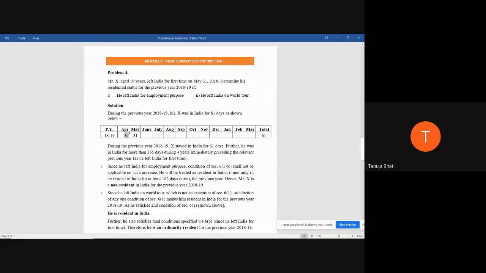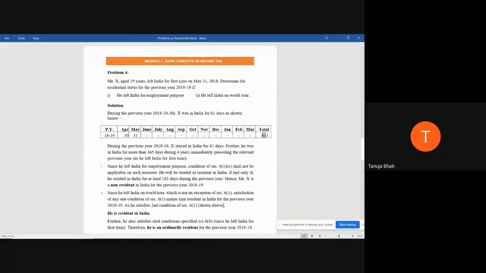So April he is staying for 30 days and May he is staying for 31 days because he's leaving India on May 31st. And I told you all that the day he's leaving India and the day he's coming to India also will be counted as stay in India. So April 30, May 31, and then he goes. He leaves India and he has never come back. The information of coming back is not there, so we assume he has not come back. So what is his total stay in the previous year 18-19? 30 plus 31, the total is 61 days.